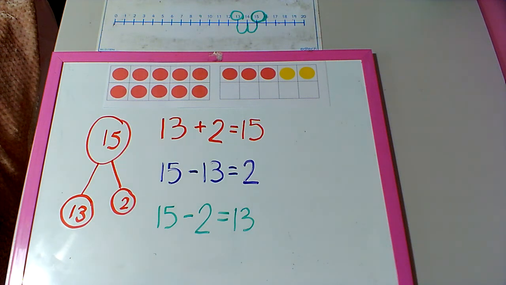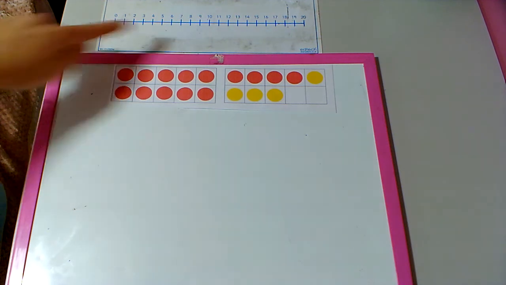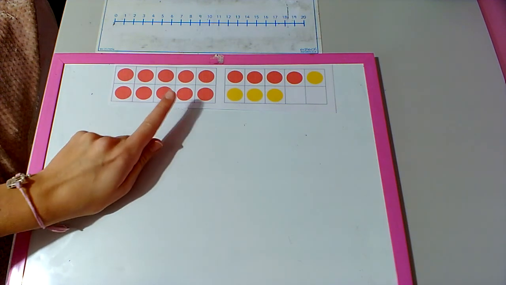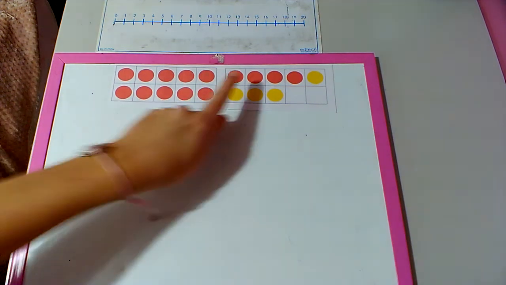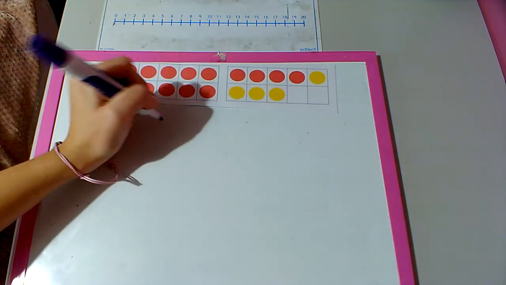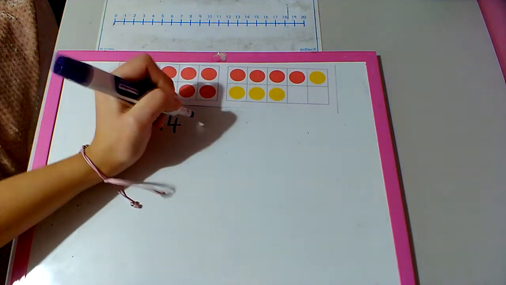Let's try another example all together. So we've got a new one now. Remember, we need to put it into our addition sentence first. So we are going to add the red and yellow counters together. So let's count our red counters first. So remember, this tens frame is already full, so we already know that there are 10 here. We just need to count on. So we have 10, 11, 12, 13, 14. So we have 14 red counters all together.